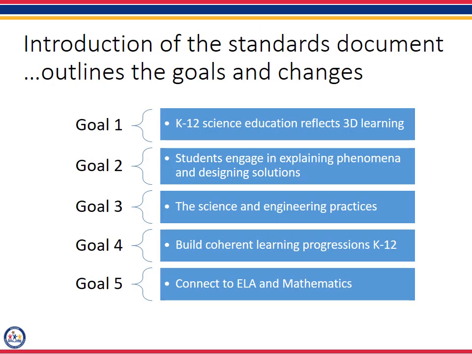The first goal in the new science standards is that science education will reflect the three dimensions of science learning. Second, that students engage in learning science by doing science, and that is explaining phenomena and designing solutions, and using those science and engineering practices to do so. Third, incorporating the engineering design process is a big innovation. Fourth, building coherent learning progressions across K-12 so that students are not learning disconnected facts, but they are seeing concepts develop over time and that there is an elegance in science. And the last goal is that science makes connections and is cross-disciplinary to ELA and mathematics standards.